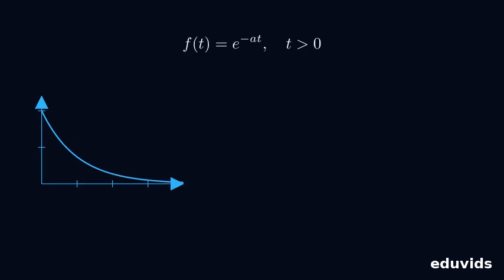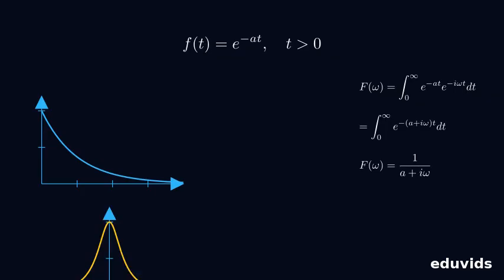To see the formula in action, we compute the transform of a simple exponential decay. f(t) equals e to the minus a t for t greater than 0. First we write the integral from 0 to infinity of e to the minus a t times e to the minus i omega t dt. Combine the exponents, e to the minus (a plus i omega) t. The integral of e to the minus k t from 0 to infinity equals 1 divided by k. Thus F(omega) equals 1 divided by (a plus i omega).